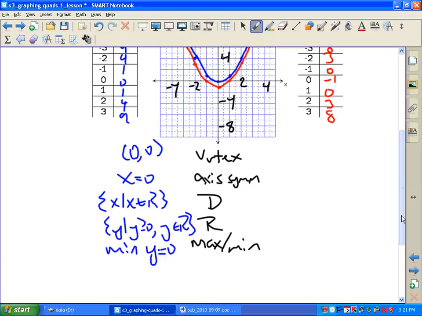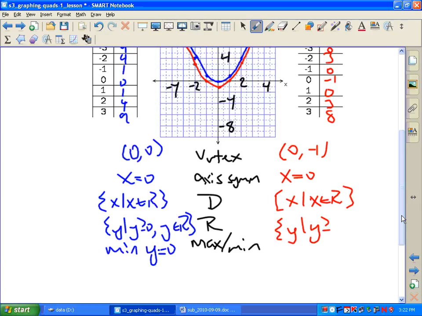Vertex for the one in red, a little different. It's moved down 1, so that's 0, negative 1. However, the axis of symmetry remains the same. The domain, in this case, remains the same. The range is a little different. So this is y such that y is greater than or equal to negative 1, y is an element of the real numbers. And the maximum value, it is a min at y equals negative 1.